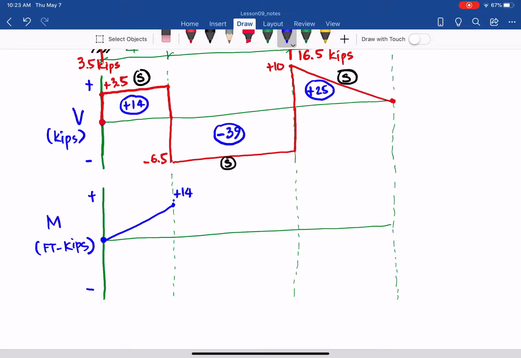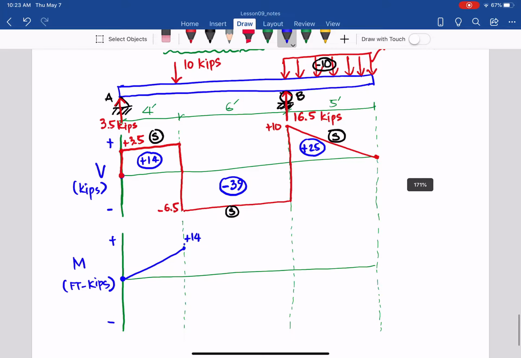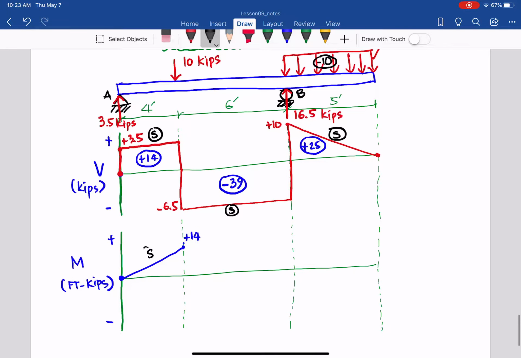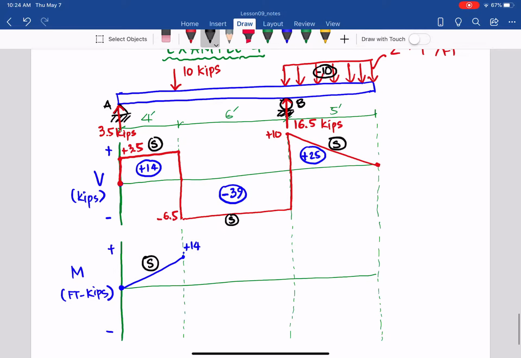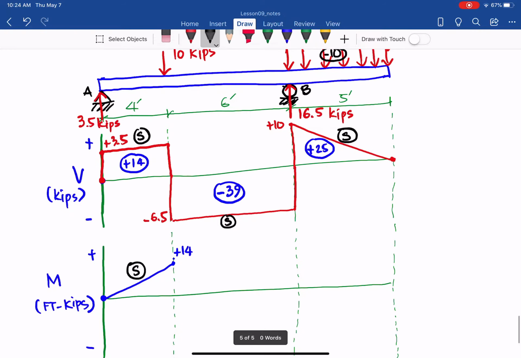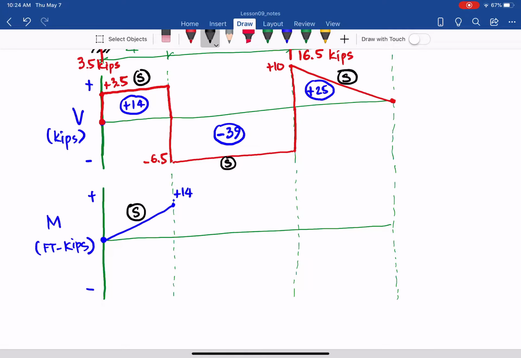And it makes sense. There is no distributed load in that portion, so it will be a straight line in the moment, right? Straight line. Similarly, no distributed load from 10 kips to roller B, so it will be a straight line again. The change in moment equals the area under the shear curve. The area from 10 kips to the roller B equals negative 39, from 14 going down, right? Because that change is negative, so 14 has to go down by 39.